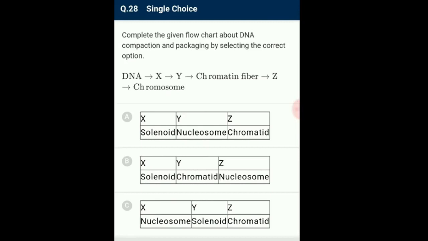Question number 28. Complete the given DNA compaction and packaging by selecting the correct option. DNA is the nucleic acid that forms the genetic material in all organisms. The structure of deoxyribonucleic acid was elucidated by Watson and Crick. The DNA is a double helical structure having two antiparallel strands of polynucleotide chains joined to each other by hydrogen bonding, forming between the N bases. The typical DNA length is approximately 2.2 meter and the nucleus approximately 10 to the power of minus 6 meter.